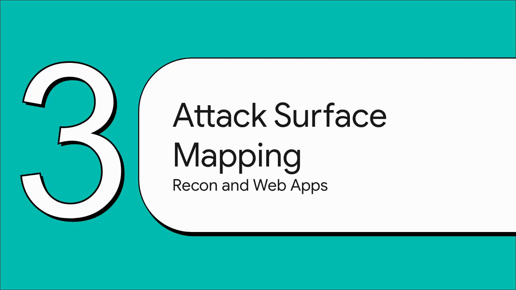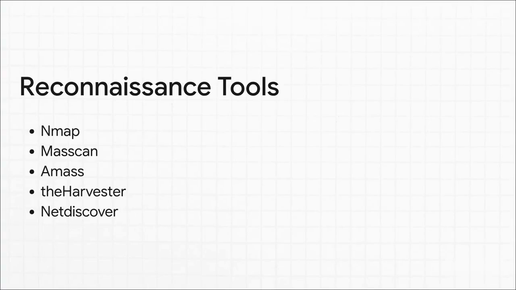Which brings us to Section 3, mapping the attack surface, recon and web apps. You know the golden rule: you can't attack what you can't see. So we start our heist by casing the joint with top-tier recon tools. Nmap is the absolute backbone of almost every pen test. It sets your foundation with service and operating system detection.